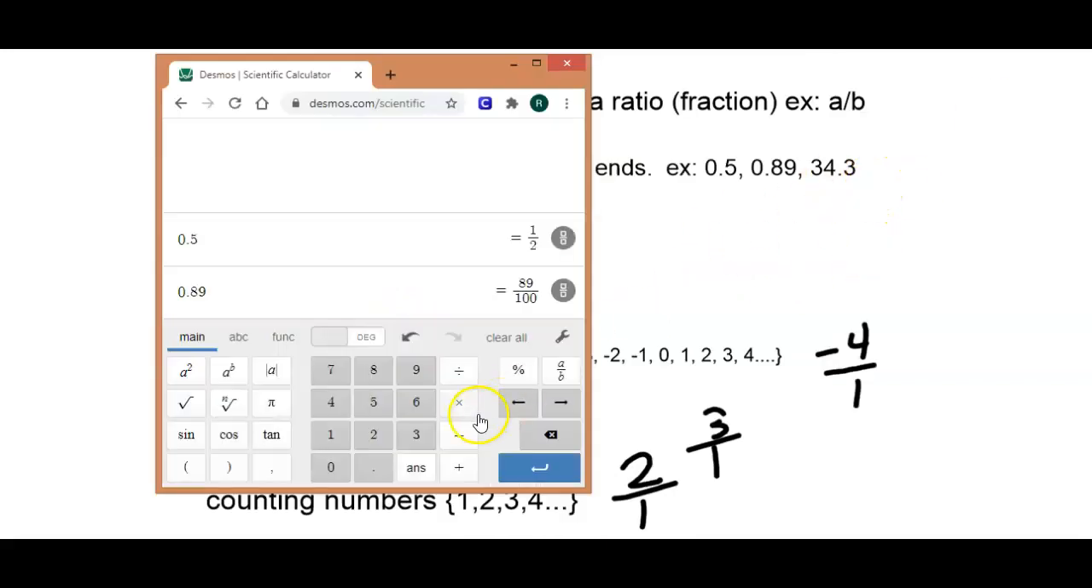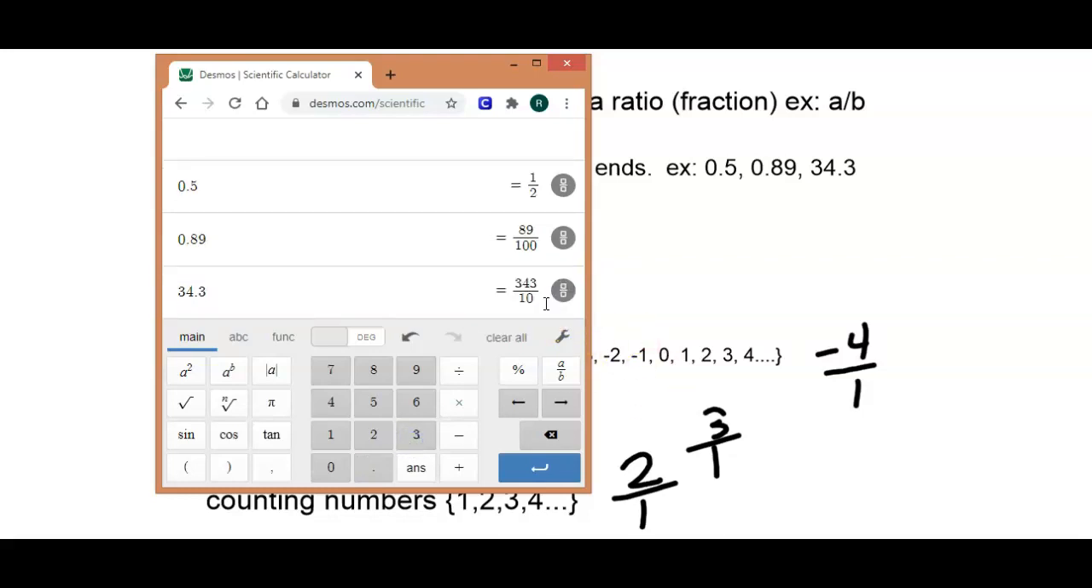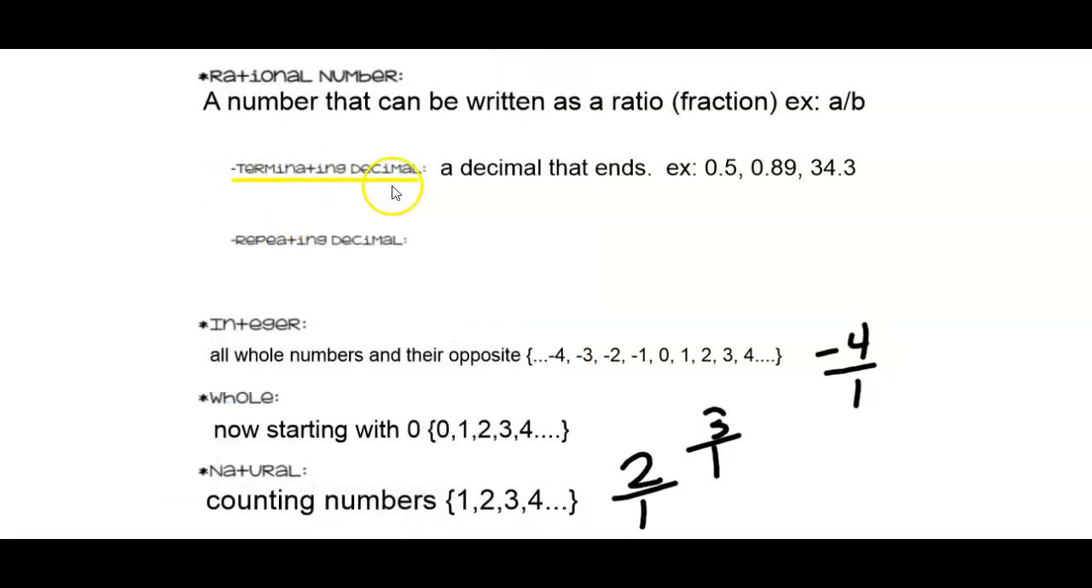And then last but not least, 34.3. And again, the convert to fraction button pops up, and it is 343 over 10. And again, because this is in the tenths place. So yes, although these are decimals, they can be converted into fractions. So what that means is terminating decimals are rational numbers.